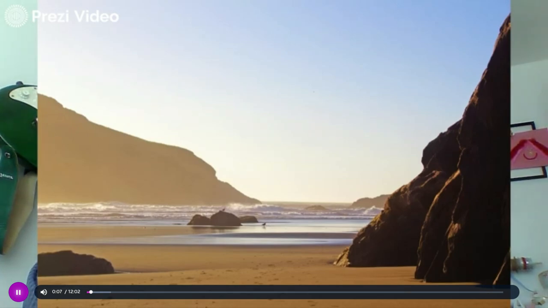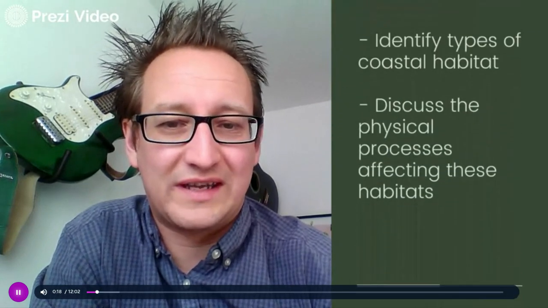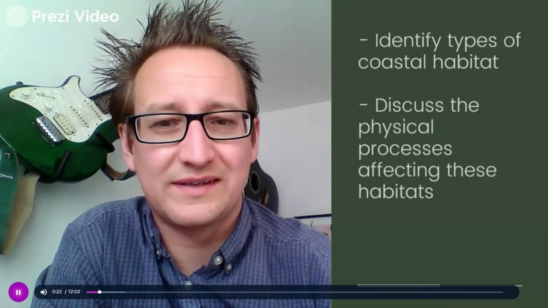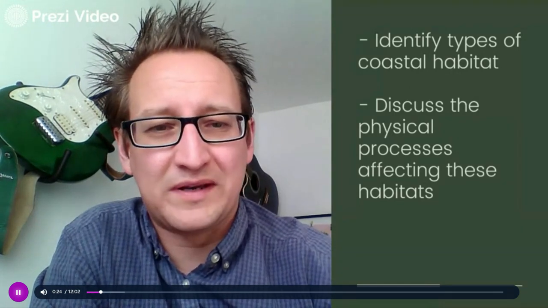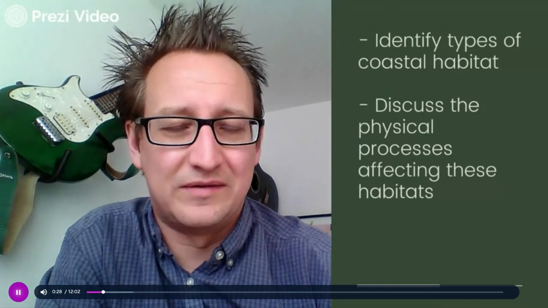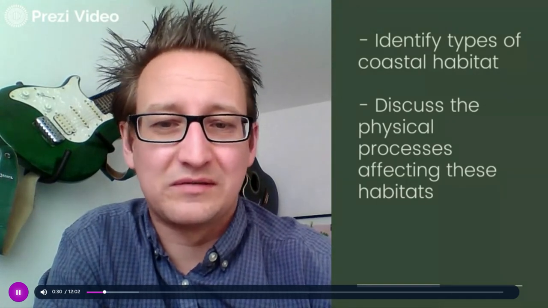So what we're going to look at in this session is the UK's changing coastlines. Before we do this, what I'd like to do is just have a think about really what we're going to try and get done in this session, and that is essentially look at the key types of coastal habitat that exist in the UK. And then what we're going to do is start to discuss the physical processes affecting these habitats with a case study that I'm going to work through with you shortly.